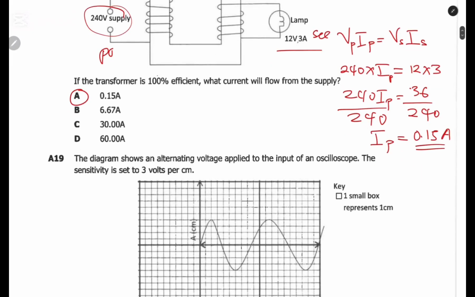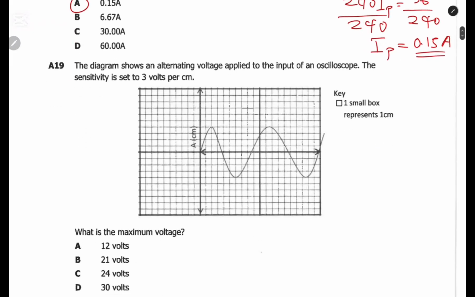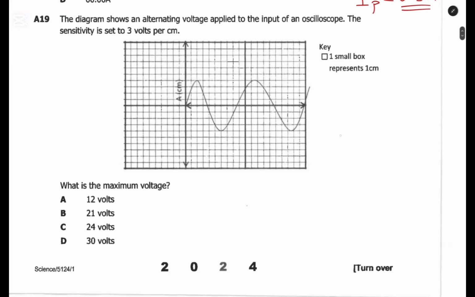All right. Question 19. The diagram shows an alternating voltage applied to the input of an oscilloscope. The sensitivity is set to 3 volts per centimeter. So 3 volts per centimeter means 1 centimeter is equal to 3 volts. Now they are asking, what is the maximum voltage? To find the maximum voltage, you should consider this one as your starting line. Then you look from here up to the top there. One small box here is equal to 1 centimeter.